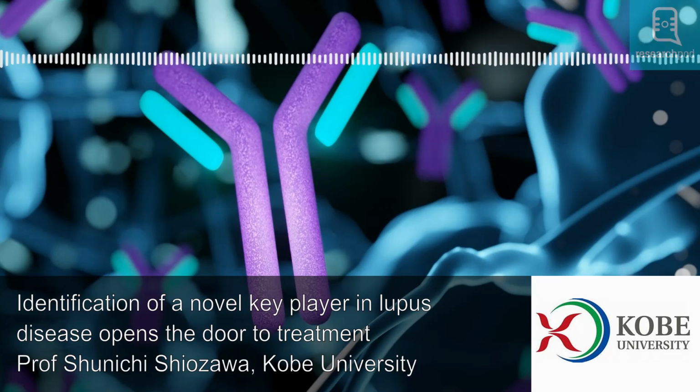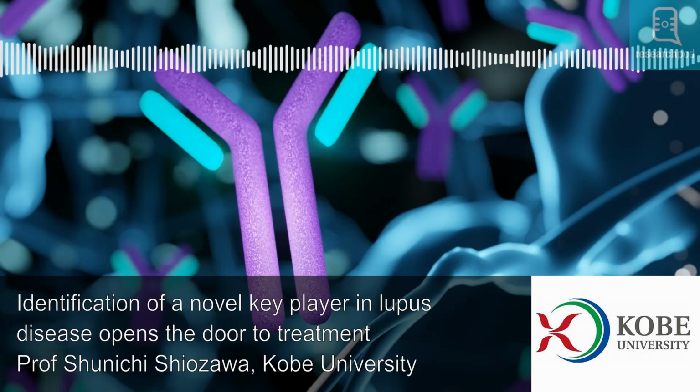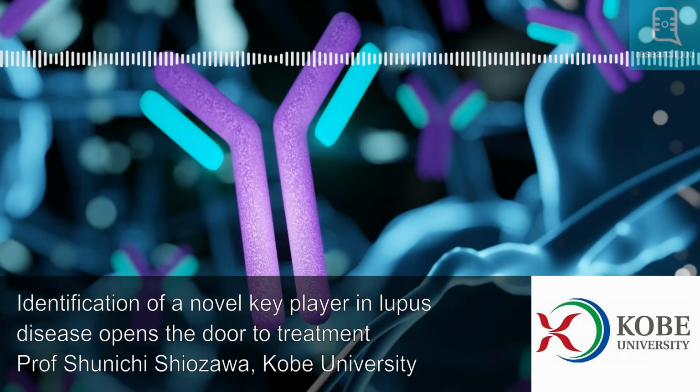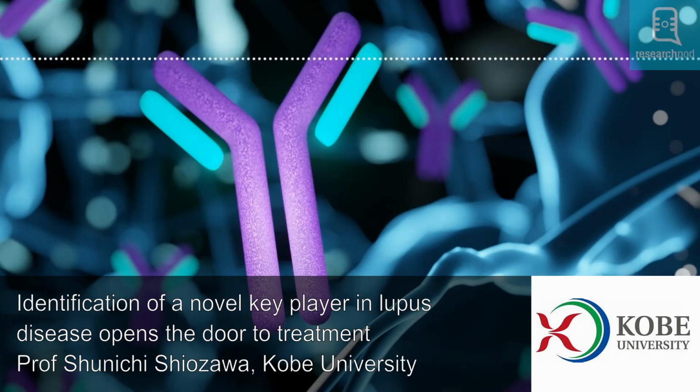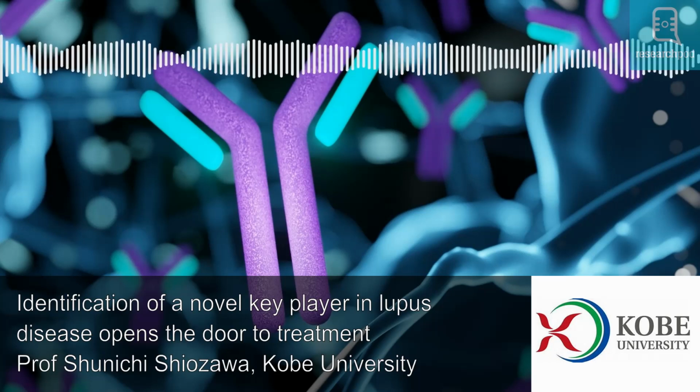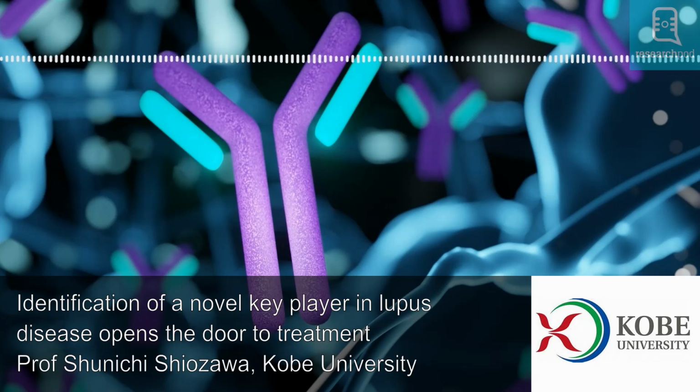In this episode, we look at the research of Professor Shunichi Shiozawa and his colleagues at Kobe University and the Institute for Rheumatic Diseases in Japan, who since the early 1980s have focused on unlocking the secrets of autoimmunity with extensive experimentation. The immune system has two principal lines of defense: innate immunity and adaptive immunity.